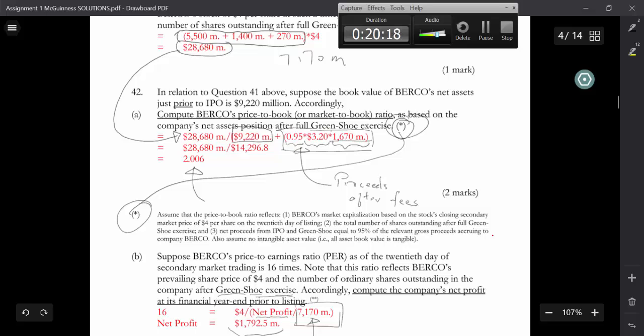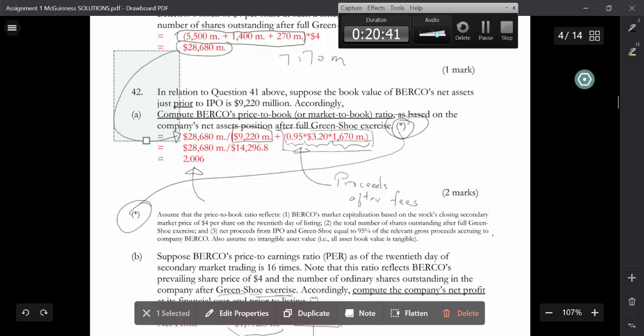It says here, assume the price to book uses Berkel's market capitalization based on the stock's closing secondary market price of $4 per share. And further assume the total number of shares outstanding after full greenshoe exercise, and net proceeds will be 95% of the relevant gross proceeds. Now, without this information you can't actually do this, because what you need is a before and after situation. Before all the money came through the door, this company was worth 9.22.